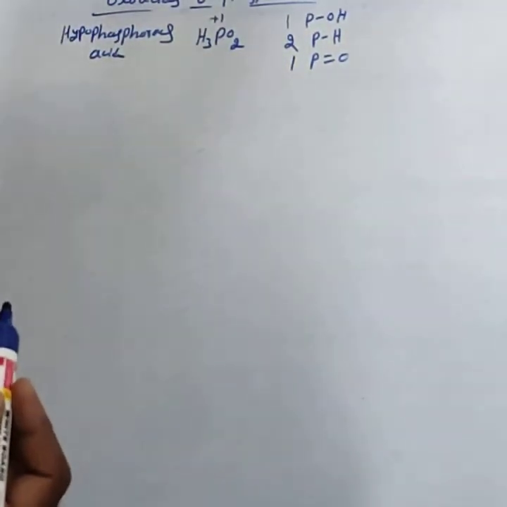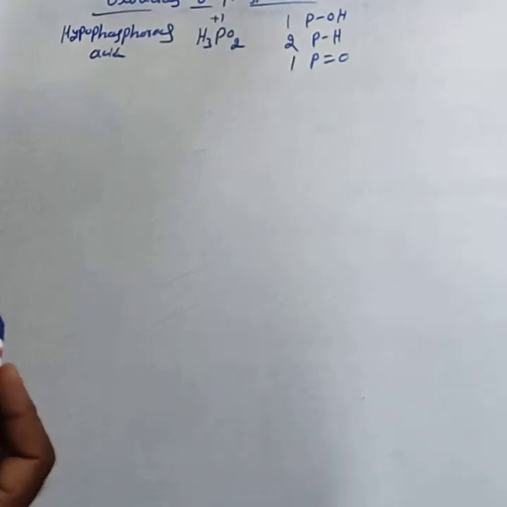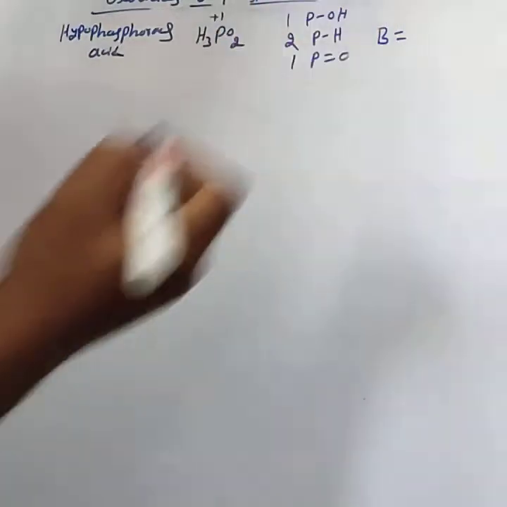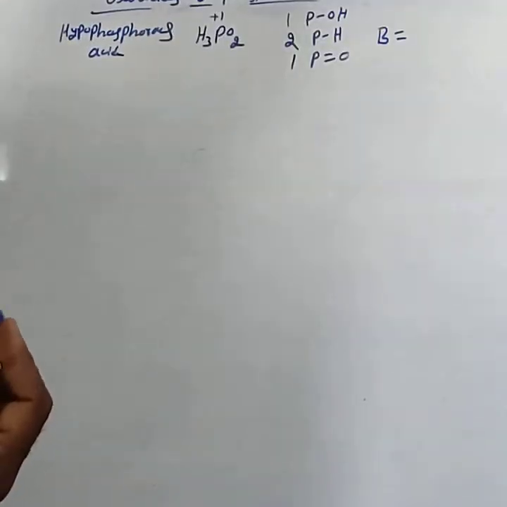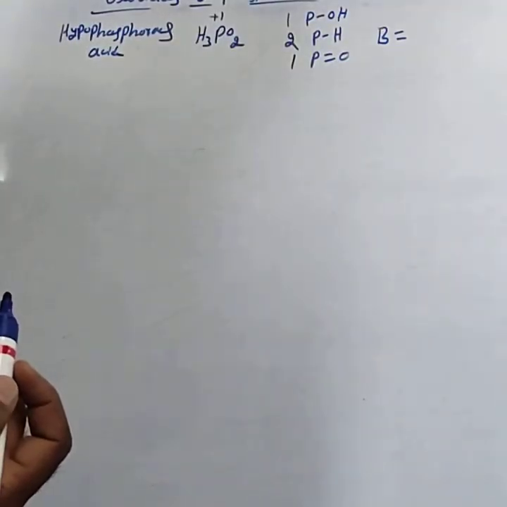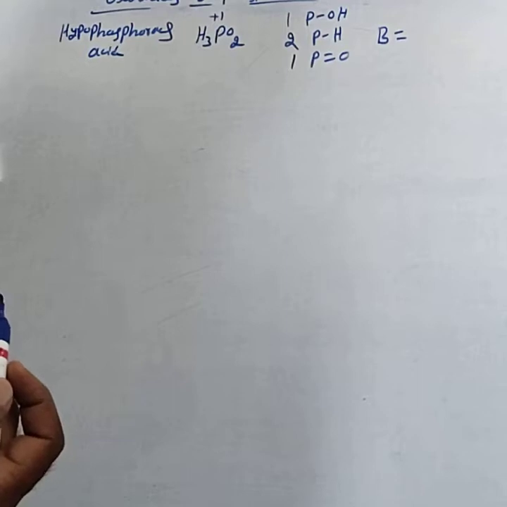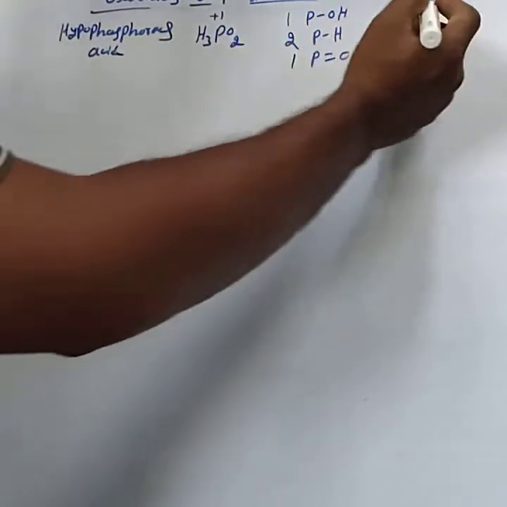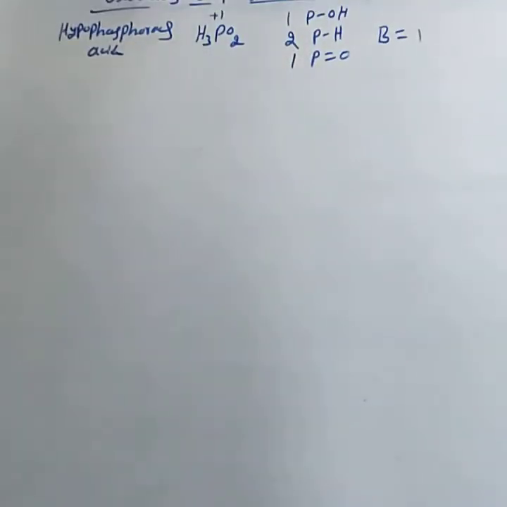And you can also consider the basicity. The basicity value is given by the number of P-OH bonds. Here, there is one P-OH, so the basicity is 1. This is about hypophosphorus acid.